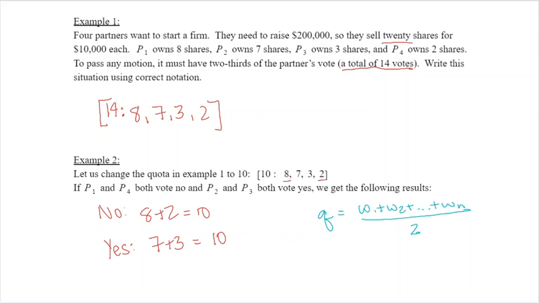Which violates our rule for the quota. This is supposed to be greater than. So because our quota was too small, we ended up with a tie.